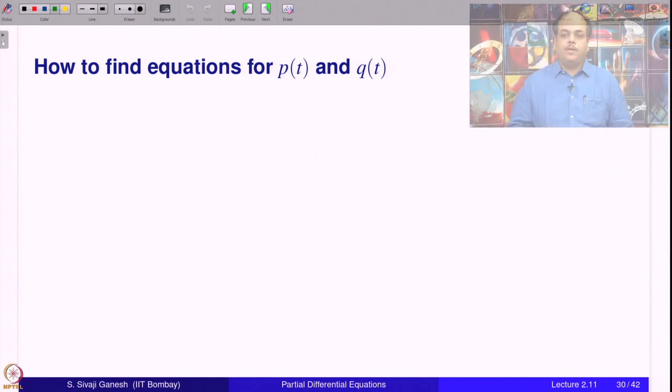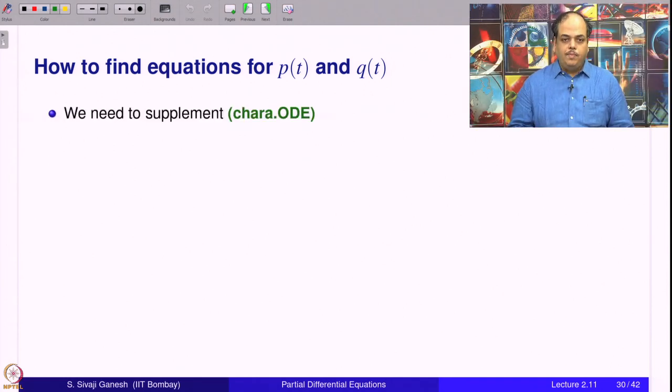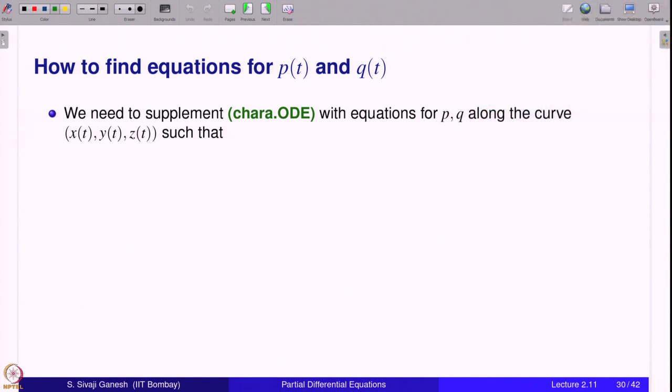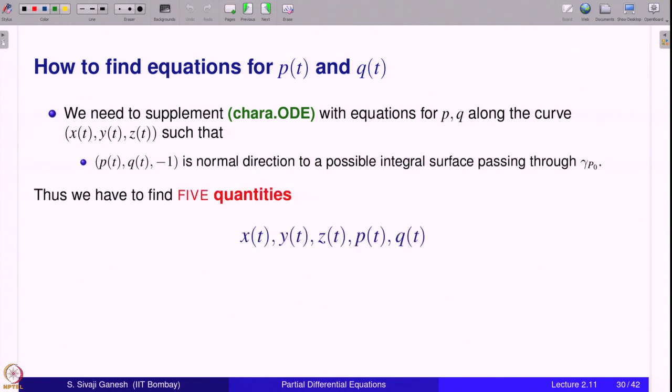So, how to find equations for p(t) and q(t)? We need to supplement the Chara ODE system with equations for p and q along the curve x(t), y(t), z(t), and what should be the property? (p(t), q(t), minus 1) should be the normal direction to a possible integral surface. They are not arbitrary functions. So, we have to determine 5 quantities x(t), y(t), z(t) and p(t), q(t), and not just the 3 quantities, because we are unable to determine the 3. We would have been very happy if we had got x(t), y(t), z(t); we could have proceeded. But the equation for x(t), y(t), z(t) involved p and q. Therefore, we need to find p and q also.